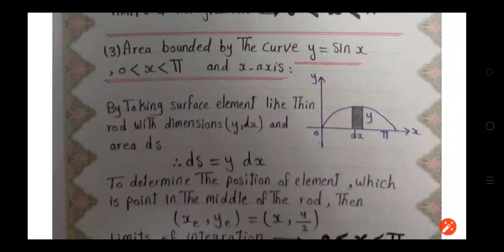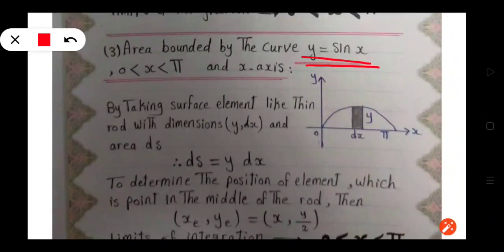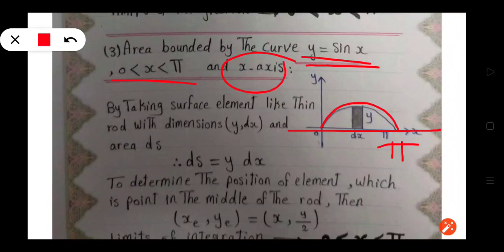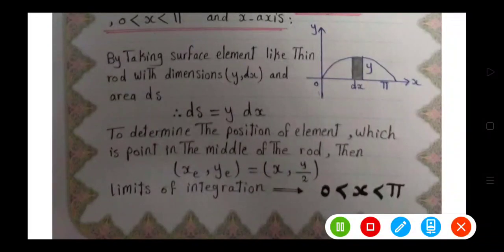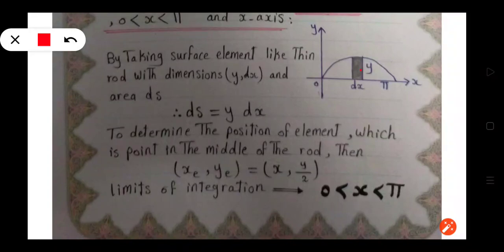3. Area bounded by the curve y equals sine x, and x bounded from 0 to pi, and the x-axis and the curve of sine x from 0 to pi. We should take a surface element, a thin rod with dimensions y dx, and its area is ds. So ds equal y dx. To find the position of the element, it will be the point in the middle of this rod, so it will be x and y over 2. And limits of integration will be from 0 to pi, which is given in the example.